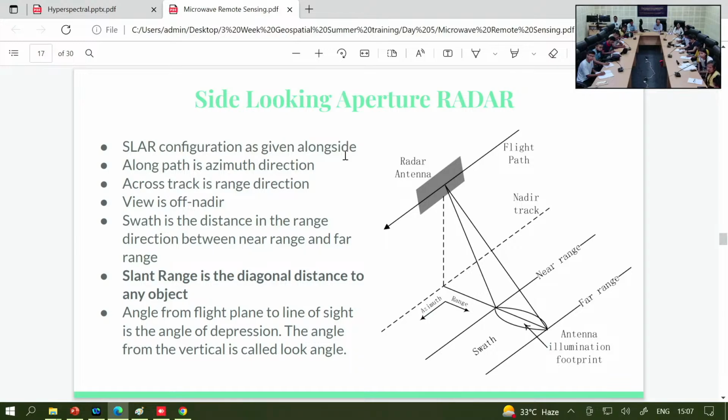So the distance between the near range and the far range is going to be the size of your image. That size of the image is called the swath. Remember, you all have learned swath in regular remote sensing. The entire set of pixels for one line, the entire width of an image, is referred to as swath. Same thing over here, from near range to far range, that is the width of the image. So that is called swath.